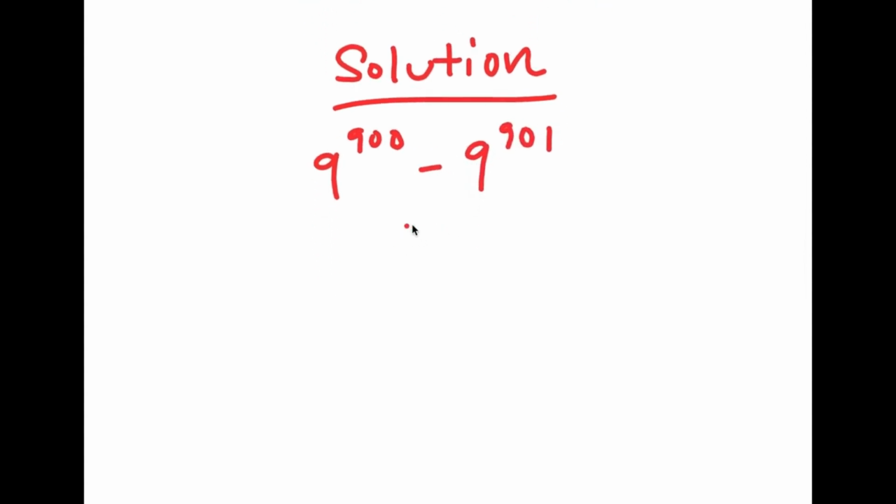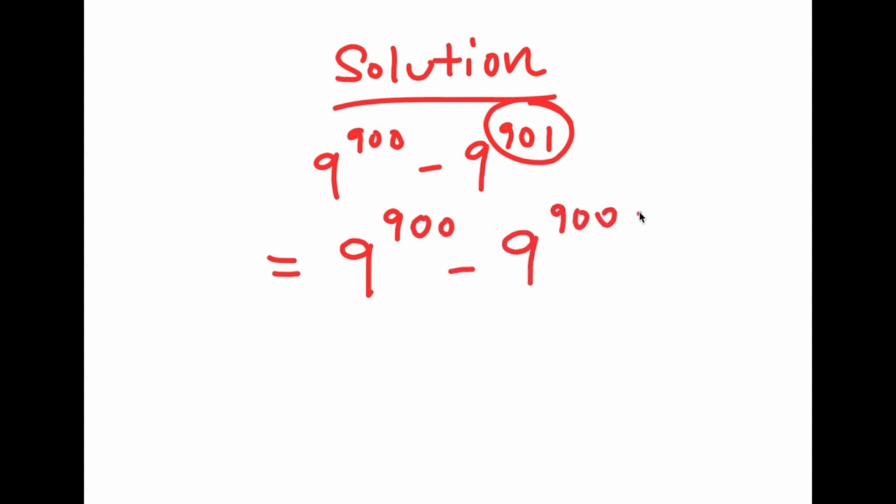And now this is the same thing as, I can rewrite 901 as 900 plus 1. So this is the same thing as 9 to the power of 900 minus 9 to the power of 900 plus 1.